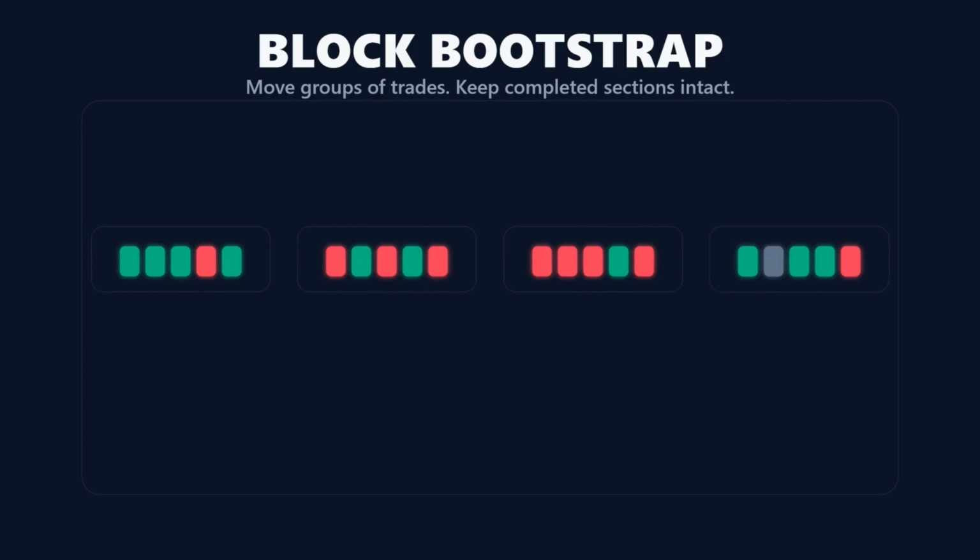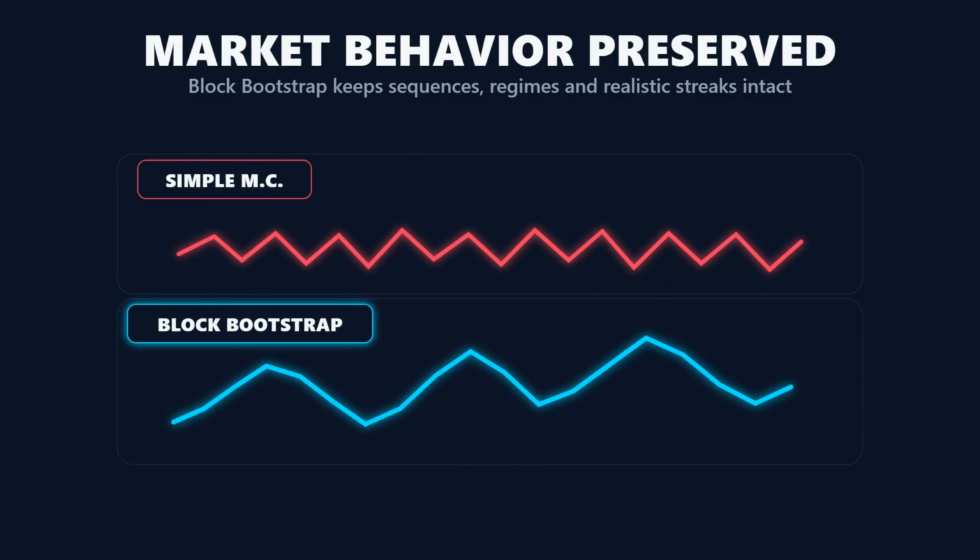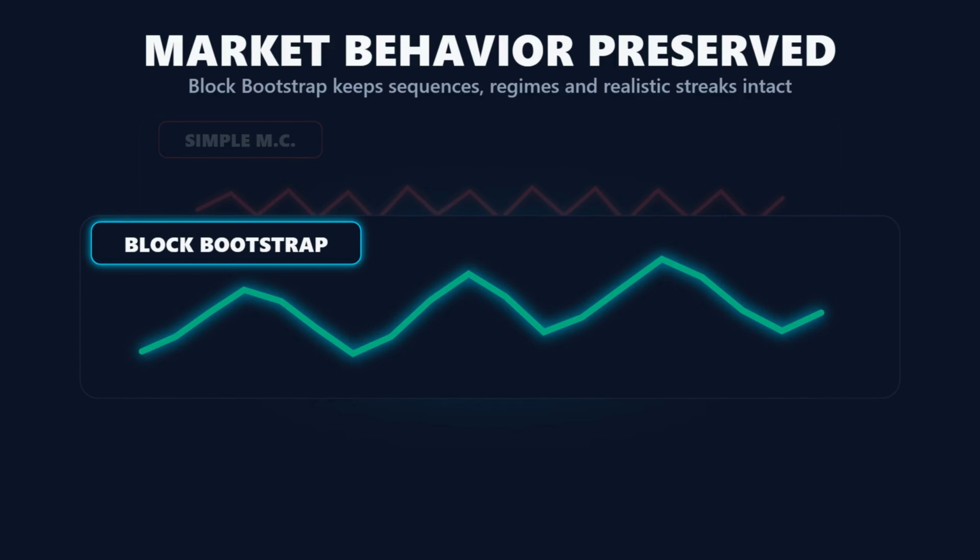Block Bootstrap. Now, block bootstrap sounds complicated, but the idea is actually quite simple. Instead of randomly moving individual trades, you move groups of trades. It keeps completed sections together. This means keeping sequences together. Instead of separating every winning trade and every losing trade, you preserve blocks of market behavior. This means trends can remain trends. Volatility periods stay together, and losing streaks remain realistic. This creates Monte Carlo simulations that are often much closer to how markets actually behave.